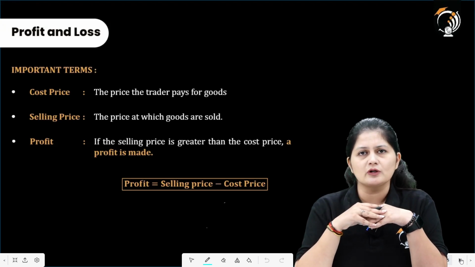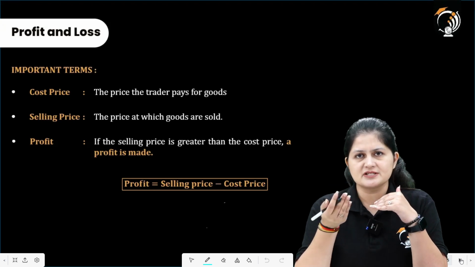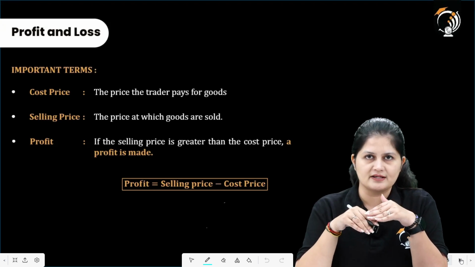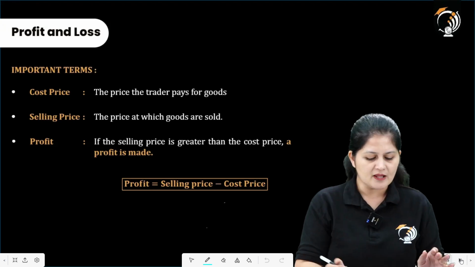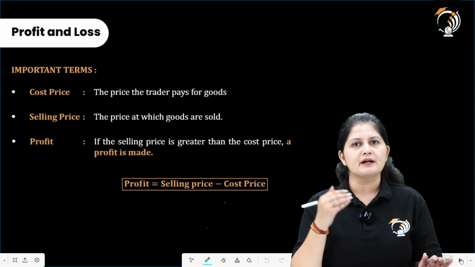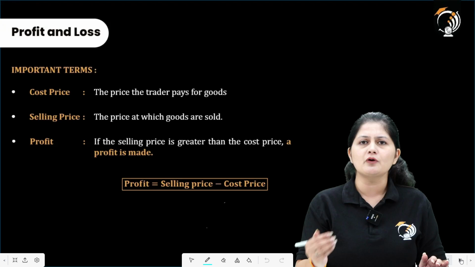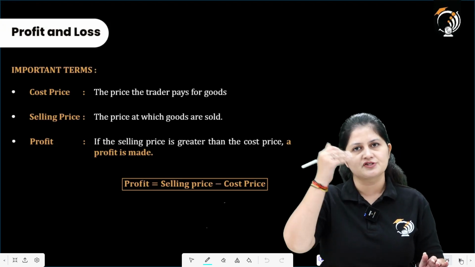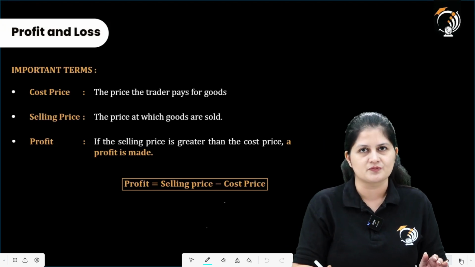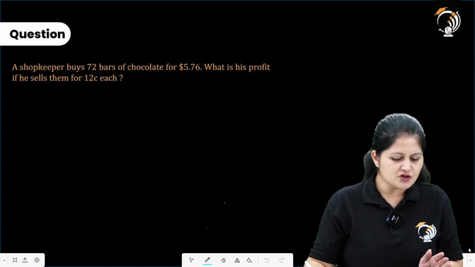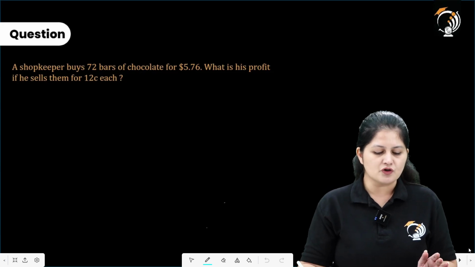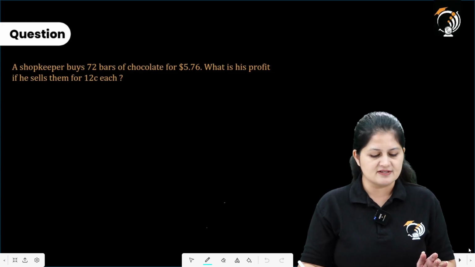In that case, you can observe that the selling price is greater than the cost price. So that is where we say that there is a profit. So profit is nothing but selling price minus the cost price. So in order to have the profit, the selling price needs to be higher than the cost price. Clear? Moving to a question on this, a shopkeeper buys 72 bars of chocolates for $5.76.